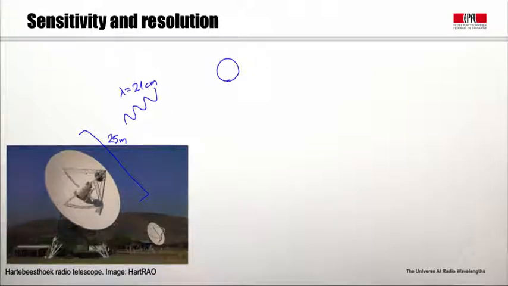Remember that ground-based optical telescopes can achieve resolutions measured in arc seconds. The problem radio astronomers have is that our wavelengths are up to 1 million times longer than the wavelengths in optical astronomy. So, what to do?